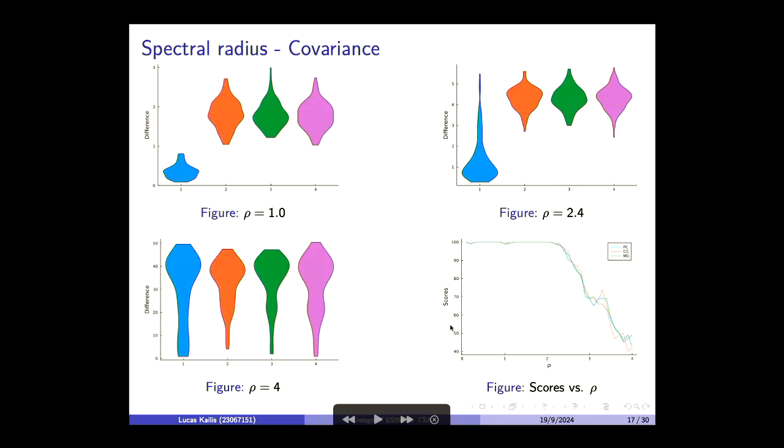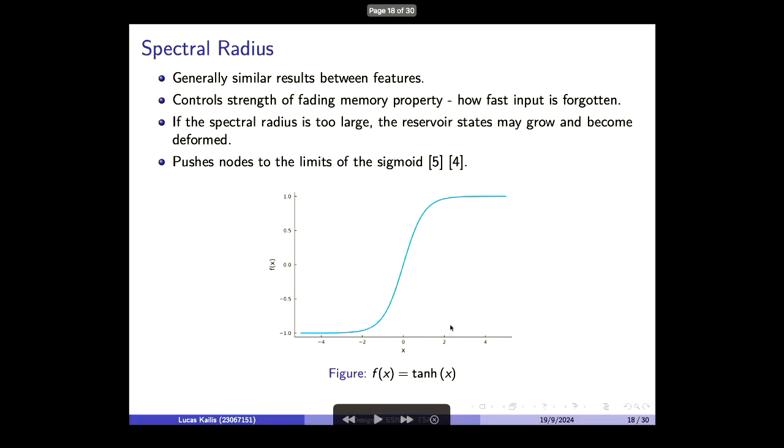And looking at the summary scores in the bottom corner, we see that around 2.4, there's this steep drop-off in the scores where the performance for the echo state networks really drops off. So this was repeated throughout the features, and it's due to the nature of the spectral radius and what it controls. So the spectral radius is responsible for the echo state property and the extent to which successive states are determined by their previous states relative to the input signal.